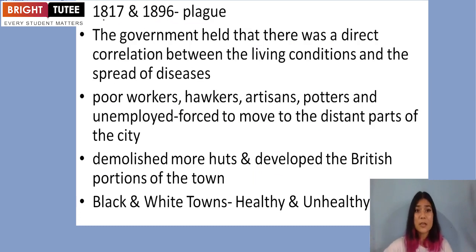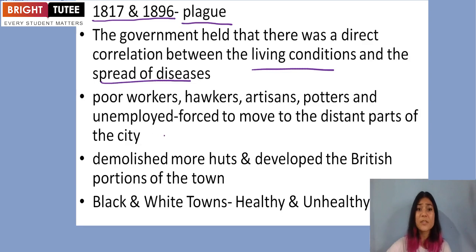Okay, in the years 1817 and 1896, there was a plague, a disease. Okay, the government held that there was a direct relationship between living conditions and the spread of diseases. So when the government saw that the people were falling sick, and these diseases were spreading in the years 1817 and 1896, the government thought that it was because of the living condition of the people, the unhygienic condition, because of which such diseases were spreading.